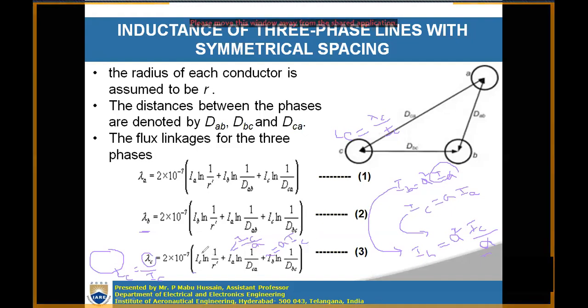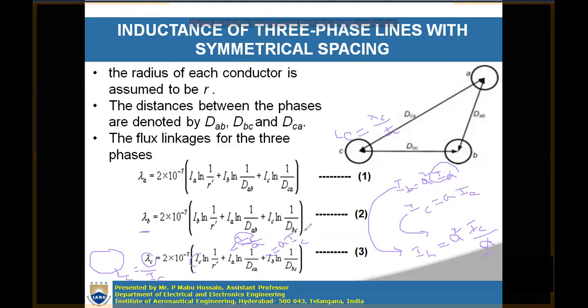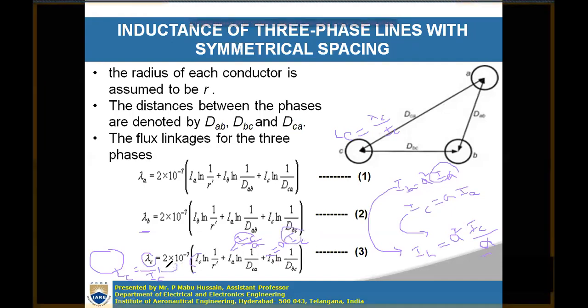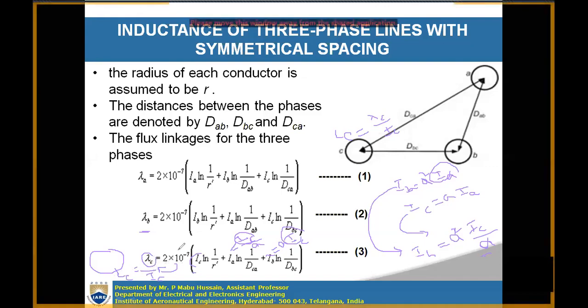Now you have all the terms which have the current IC. Take IC as common and bring it back to this side, so that you get the inductance as lambda C by IC, which is equal to 2 into 10 power minus 7. With IC common, the remaining term will be ln 1 by R dash plus 1 by A into ln 1 by DCA.